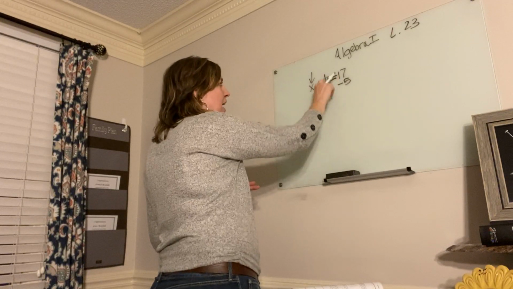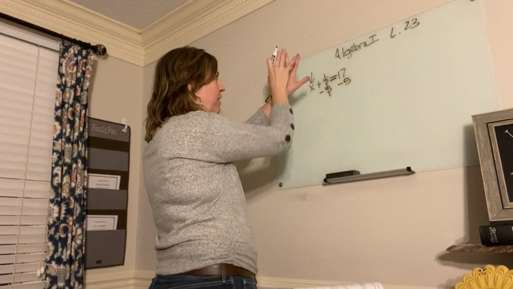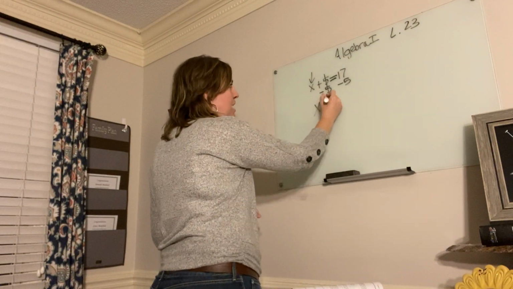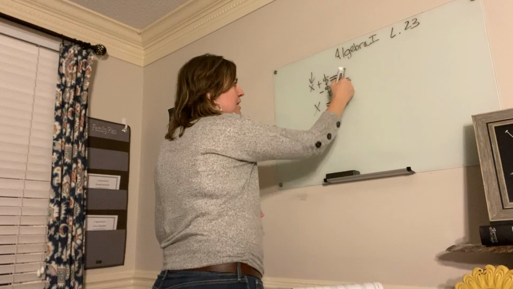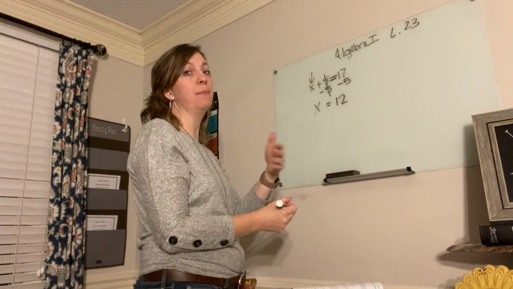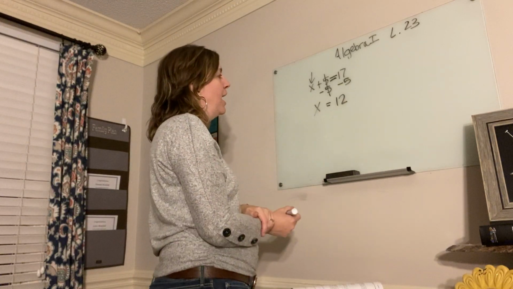By doing that, I undo the 5. I had 5. I'm taking the 5 away. Now I'm left with x, so I bring it down. X equals 17 minus 5 because I fairly took away 5 from both sides. I kept it equivalent, so I know x is 12.